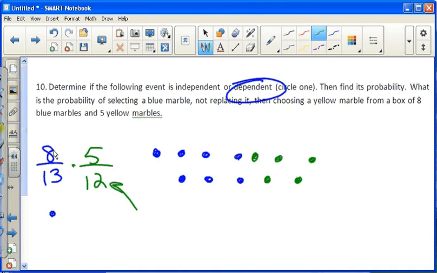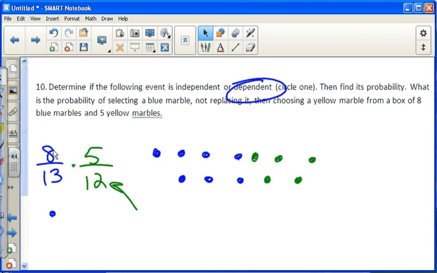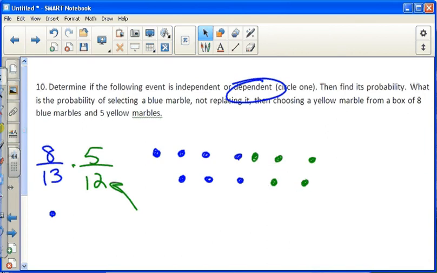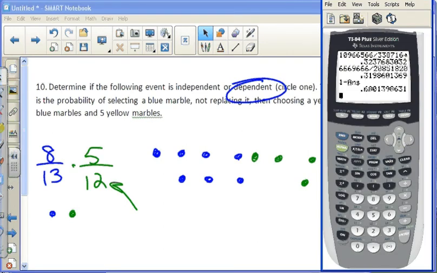So when we go in and we pick that green marble out, we change the probability by picking that blue one first. So anytime you're trying to do two things at once, we're doing a blue and a yellow marble, then we are going to multiply them together. So 8 over 13 times 5 over 12. So 0.256.